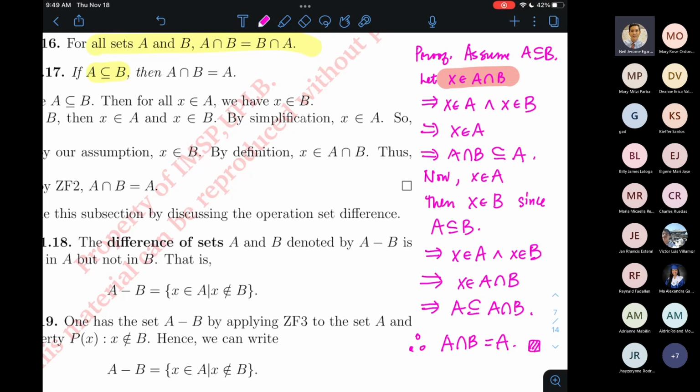Okay lang ba, class, if I, again, borrow 5 or 7 more minutes? Tuloy ko lang. If you have to go, you can. Balikan nyo na lang yung recording. Gusto ko lang matapos yung set difference.